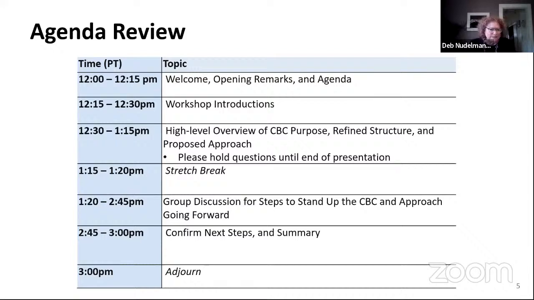We will stop on the substance around 2:45 Pacific time, leave about 10-15 minutes at the end for next steps, for wrap up, for a summary, and we'll adjourn no later than 3 o'clock Pacific time, 4 o'clock Mountain time.